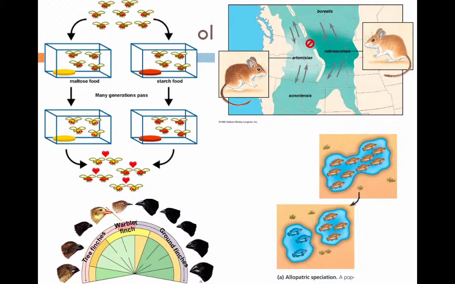Well, they did. They took one species of fly and separated them. One group ate only maltose, a type of sugar. The other group ate only starch, a type of polysaccharide. They allowed the flies to breed for many, many generations, and years later they let the two groups of flies come back together. When they did, the maltose flies only mated with the other maltose flies. The starch flies only mated with the other starch flies. These flies were now on their way to becoming two different species, even though they started as one.